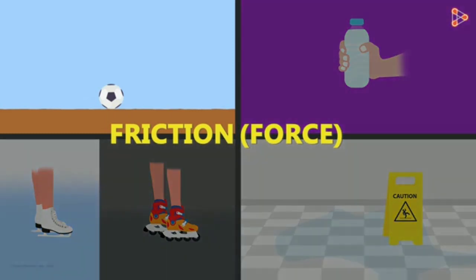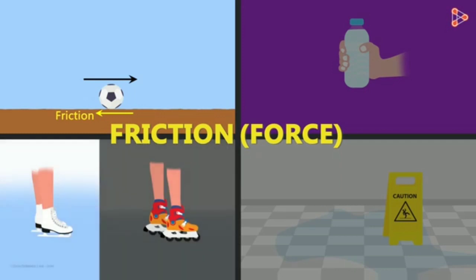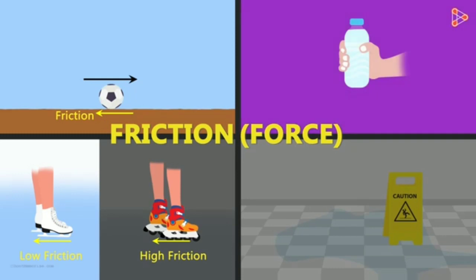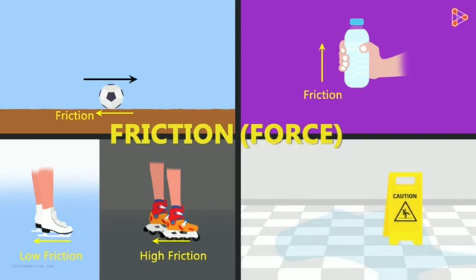In the first case, when the ball is moving in this direction, the force of friction is acting in the opposite direction. The force of friction offered by the ice rink floor is lesser than the force of friction offered by the road. Hence, skating on the ice rink is easier and seems effortless. The bottle does not slip down because the surface of your hand offers a friction in the upward direction. And in the case of the floor in the mall, the soapy water reduces the friction offered by the floor.